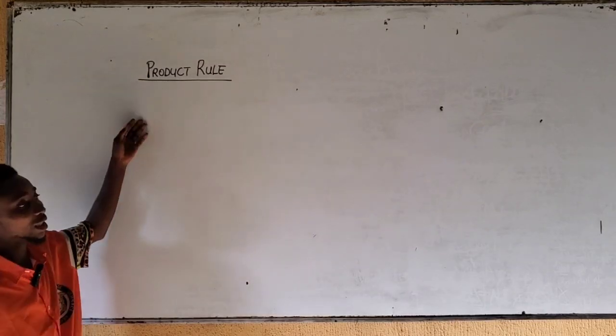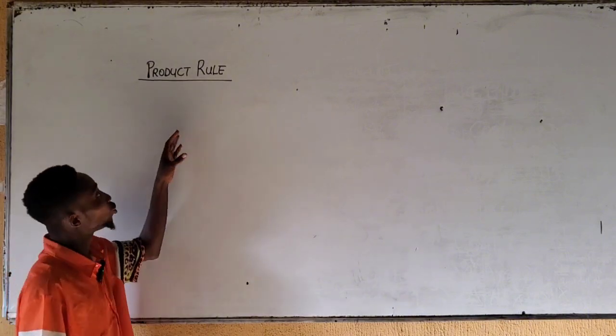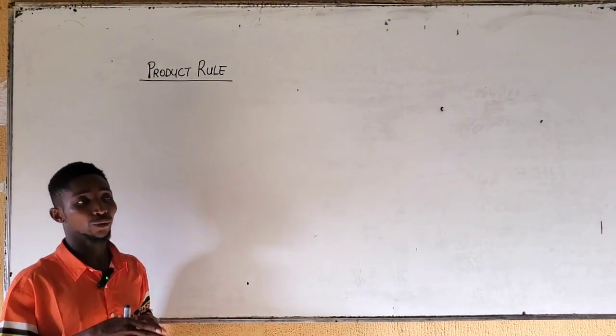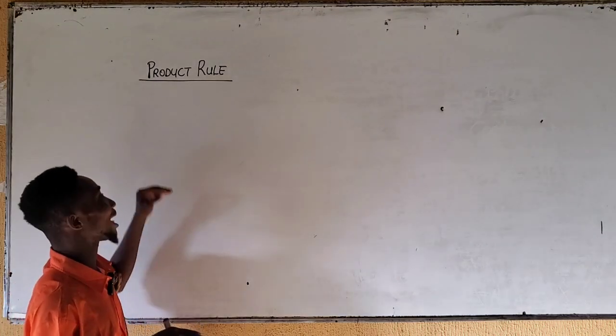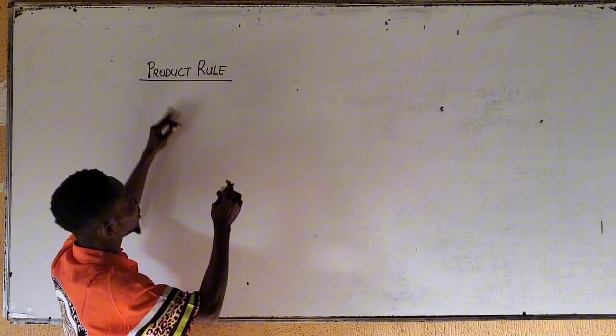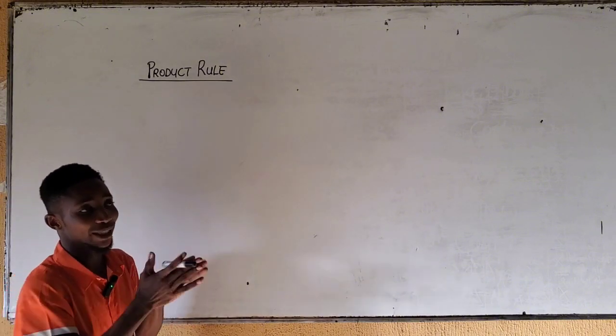So today we're looking at differentiation using product rule. There are certain questions that the examiner will give to you, and you will be required to use the appropriate rule. So product here simply means when two expressions are multiplying themselves.